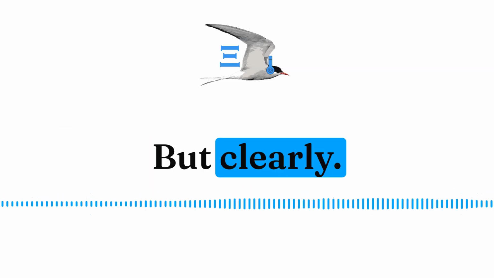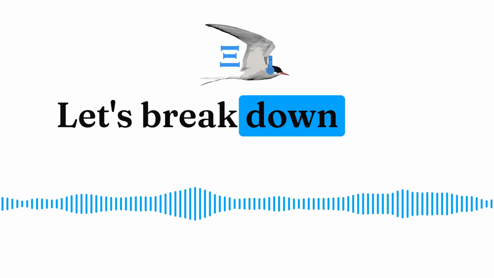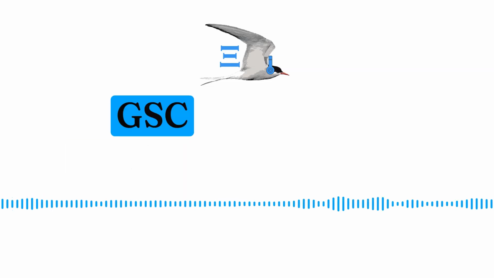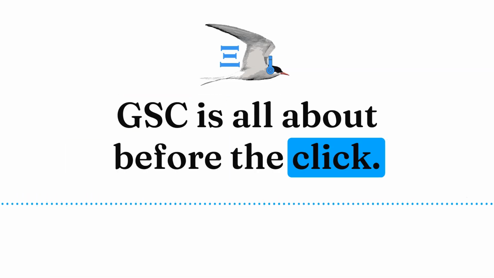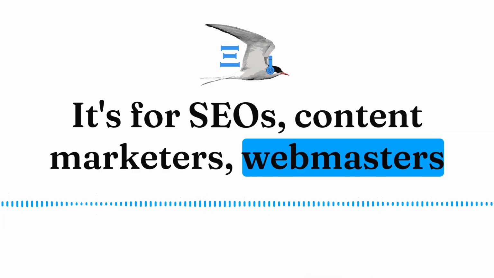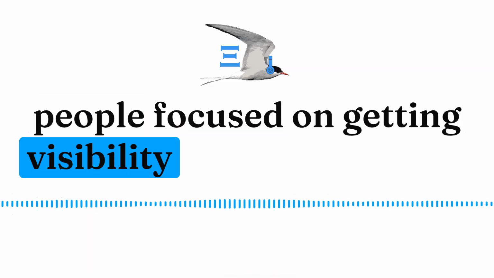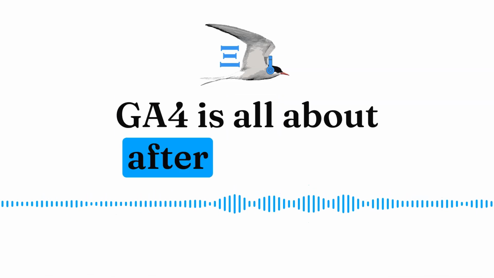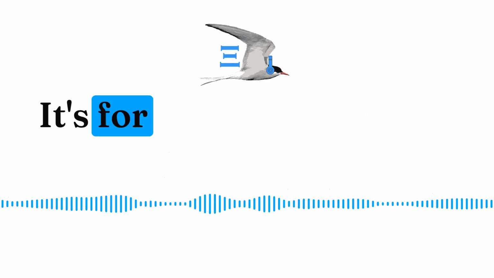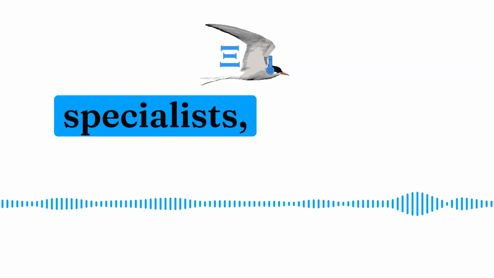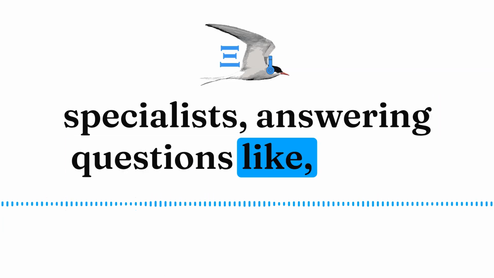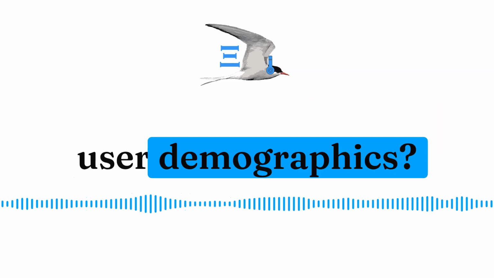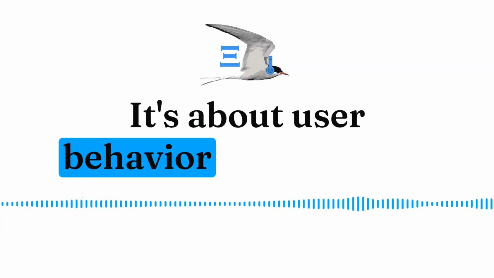But clearly very different. Let's break down those core differences a bit more. The purpose seems key. Totally fundamental. GSC is all about before the click. It's for SEOs, content marketers, webmasters, people focused on getting visibility in Google search. It's about how Google sees you. Right. GA4 is all about after the click. What happens on your website? It's for digital marketers, analysts, conversion specialists, answering questions like which ad campaign drove sales, or what are my user demographics? It's about user behavior on your turf.